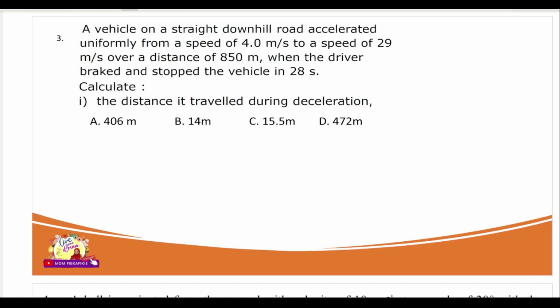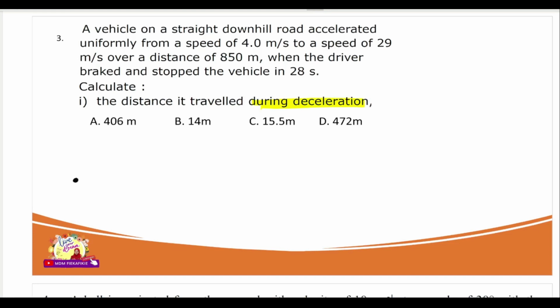A vehicle on a straight downhill road accelerated uniformly from a speed of 4 meter per second to a speed of 29 meter per second over a distance of 850 meter. Alright, so when the driver brakes and stops the vehicle in 28 seconds, calculate the distance travelled during deceleration. Okay, before that, I like to draw.